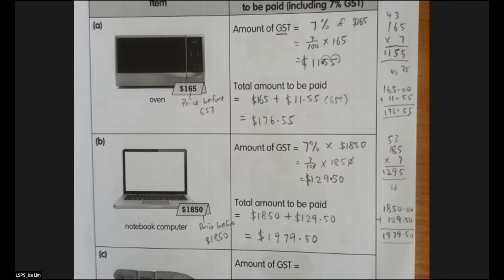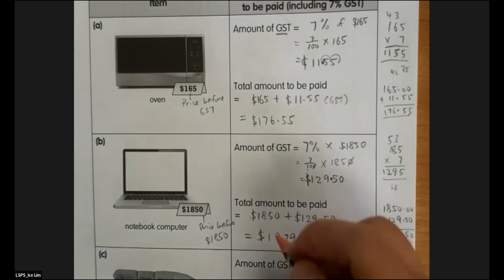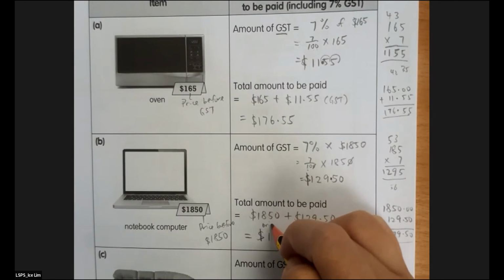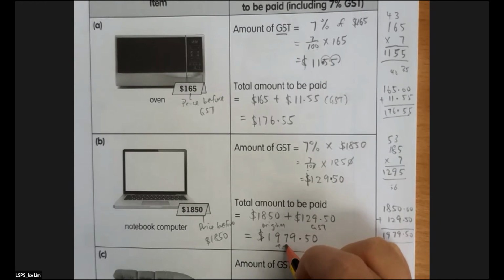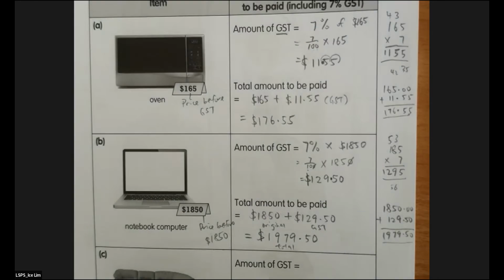Okay, we try the last one on your own. On page 85, the last question there. So this one is the original price before GST plus the GST amount, which gives you the total amount to be paid. Can you understand? Is it okay?